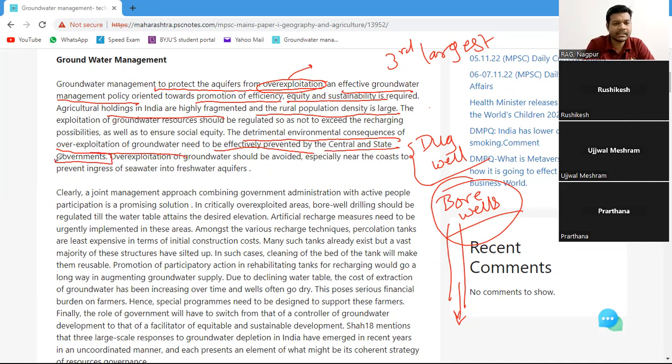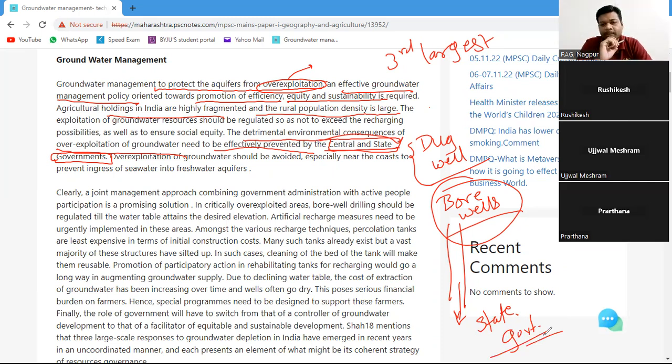The detrimental environmental consequences of over exploitation need to be effectively prevented by the central and state governments. It should be done by the central government and the state government, but it is more the responsibility of the state government. Why is it so?